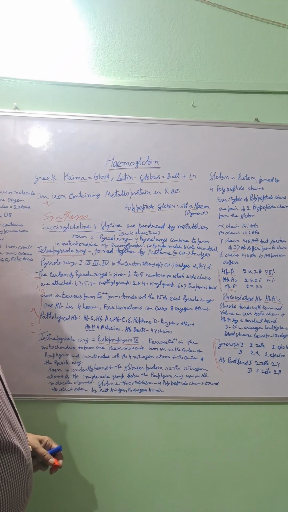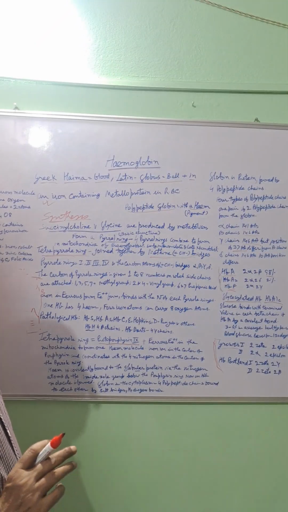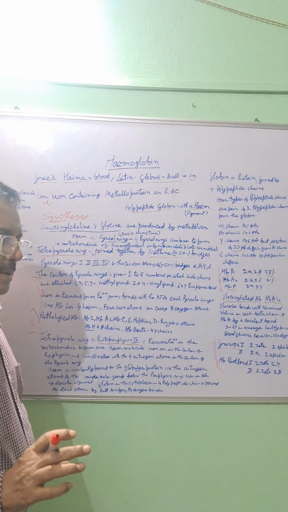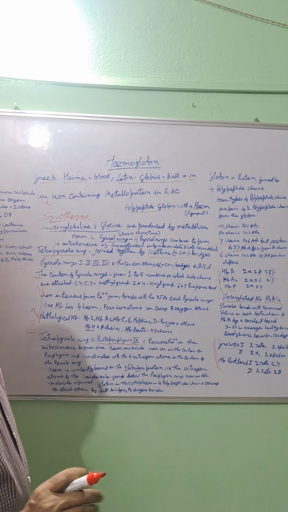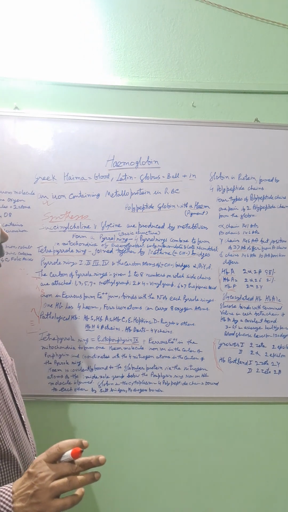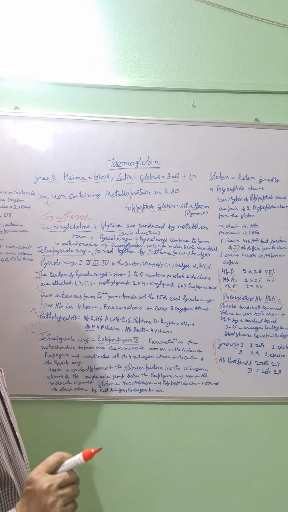The globular protein, or globin, is a protein formed by four polypeptide chains. Polypeptide chains are synthesized in the cytoplasm. Four types of polypeptide chains are there, and one pair of two polypeptide chains forms the globin.